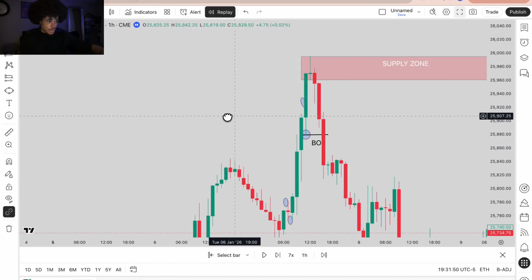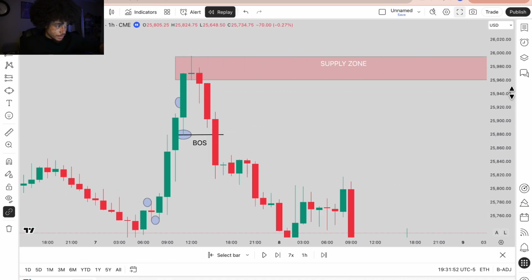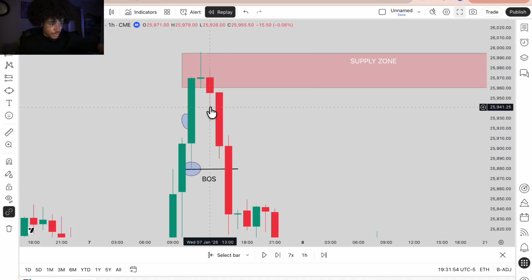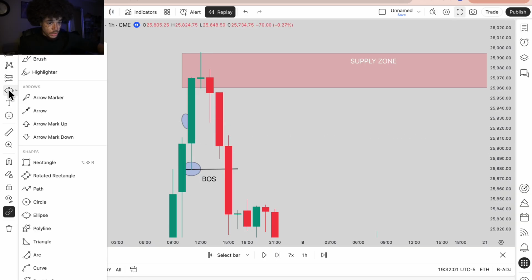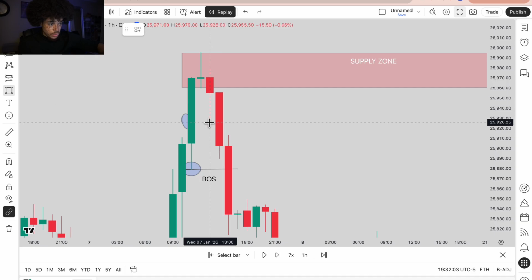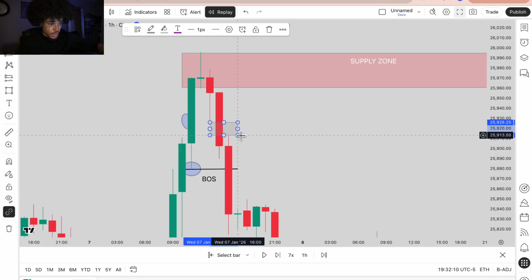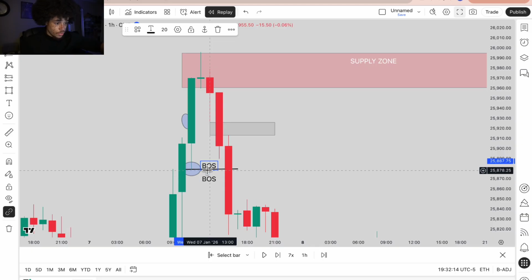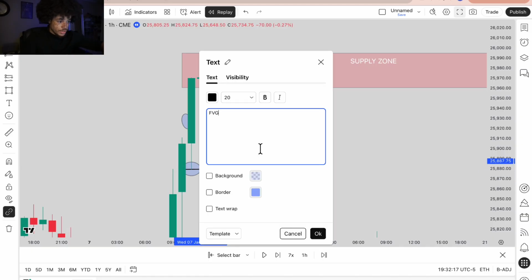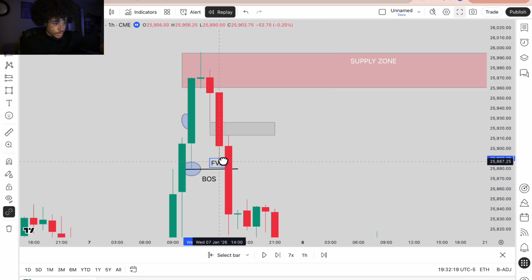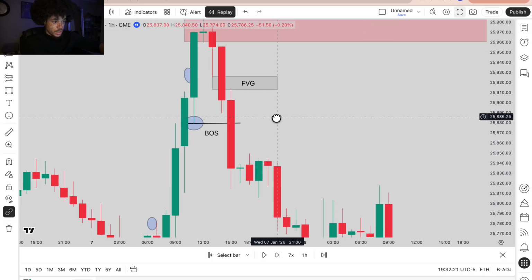But fair value gaps, okay? I love fair value gaps. I always use them. And how to identify them. Look at this first candle, skip the second one, go to the third one, and then you want to mark the first candle's bottom wick. All right, so you can put a line there or use a box. Skip the second candle and go to the top of the third candle's wick. That space in between is your fair value gap, okay? FVG.